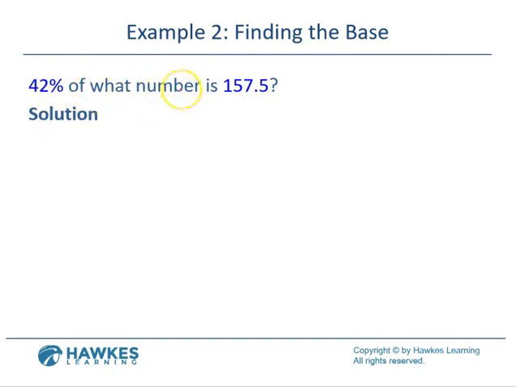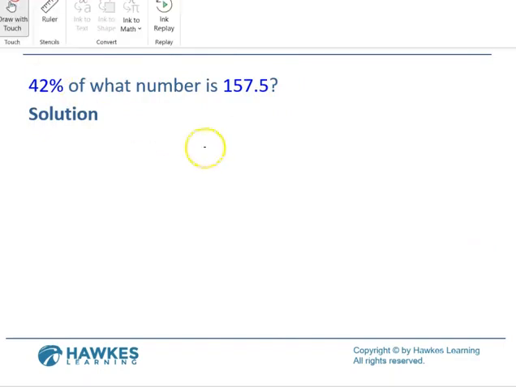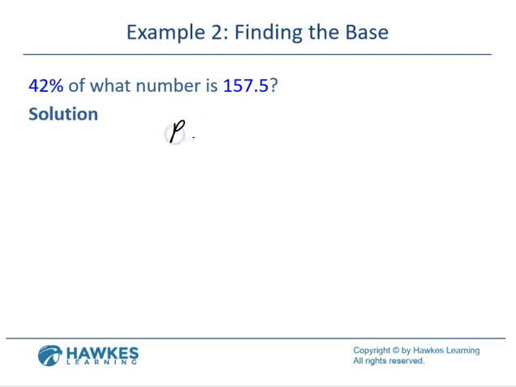42% of what number is 157.5? Well, let's get out our pen here. We've got R times B equals A. Notice our A is going to be the 157.5. Our rate is going to be 42%, which is actually 0.42, because remember, I've got to move that decimal back. And then our base, we don't have that.